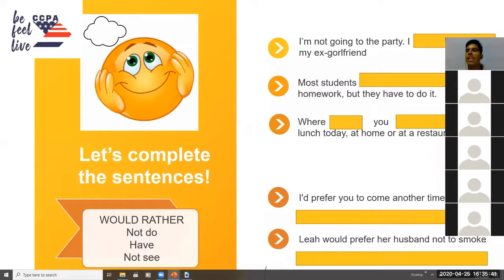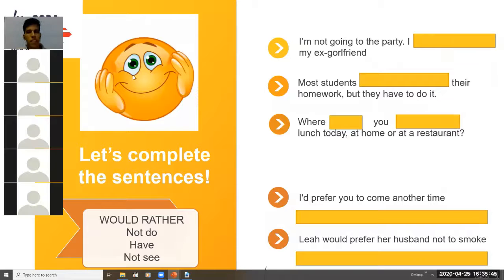Excellent. So it's time to check what we have learned. I'm going to give you 1 minute to complete the first exercise. The first exercise says, let's complete the sentences. Use would rather plus not do, have, and not see. So 1 minute to complete the 3 of them, and then I'm gonna ask for volunteers again, okay?